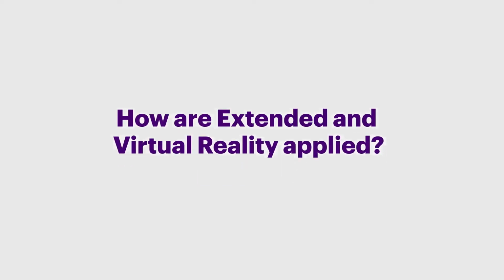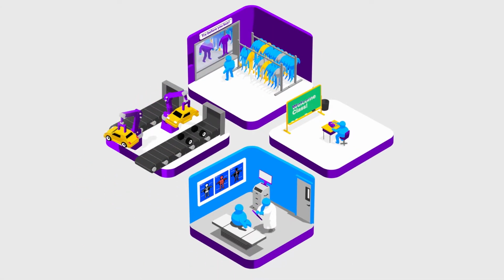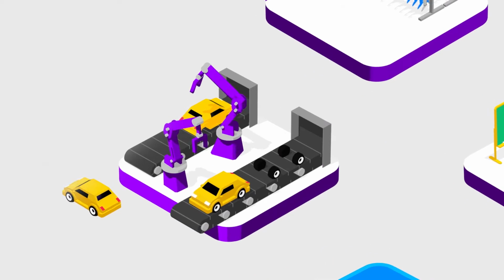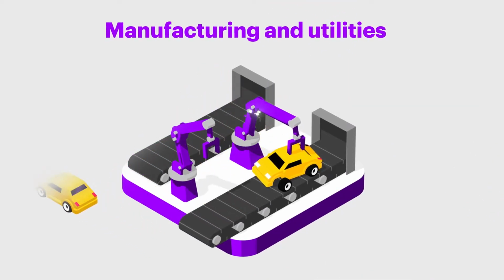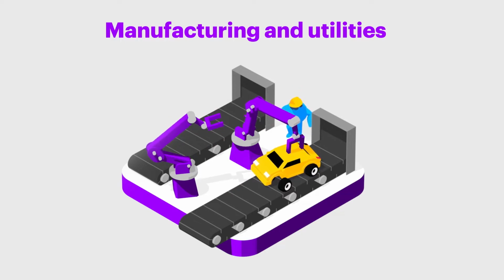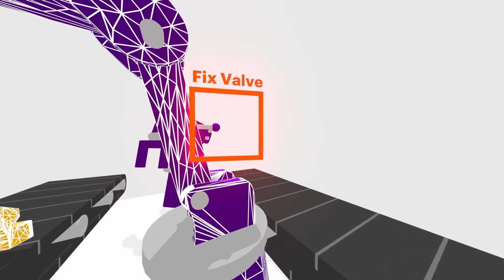How are extended and virtual reality applied? They get applied differently depending on the industry. Let's look at a few. Manufacturing and utilities. Using hands-free devices, workers can get instructions and schematics to troubleshoot problems on the job.